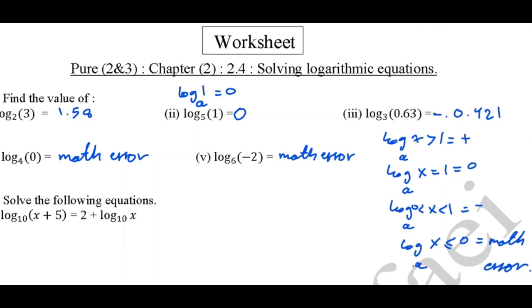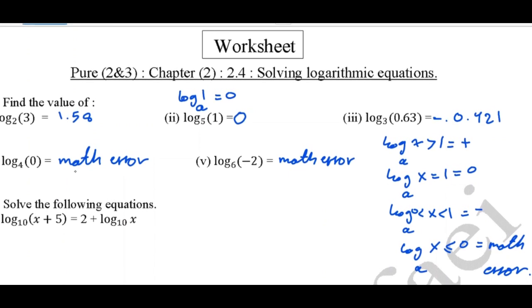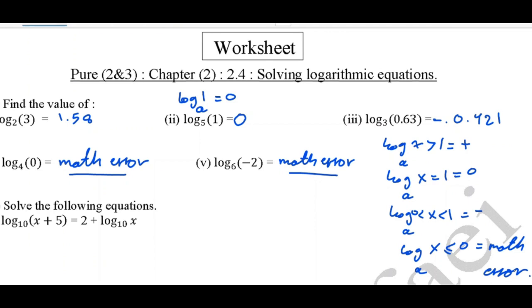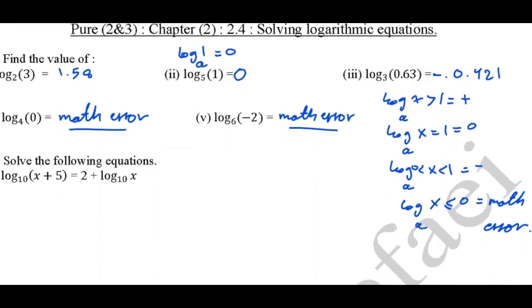Please, students, I have to be careful that log always holds a number greater than 0 in order not to get math error. Excellent. Let's move to solve logarithmic equations.